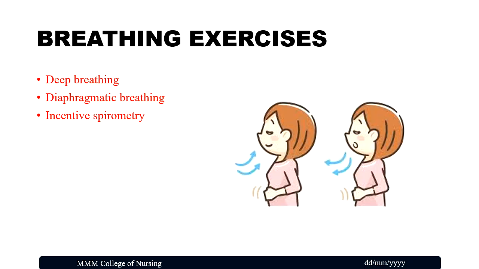Moving on to breathing exercises. It consists of deep breathing, diaphragmatic breathing and incentive spirometry. Breathing exercises improve lung expansion. Incentive spirometry is very commonly used after surgery to prevent lung collapse.